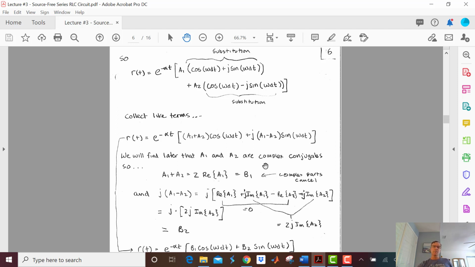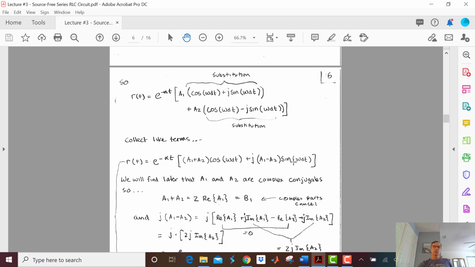So since they're complex conjugates, let's look here. A1 plus A2, well, that's going to be 2 times the real part of A1, because since these are conjugates, the imaginary parts cancel. Now, don't take my word for that. Stop the lecture, get out your pencil, and make sure you're cool with that, because that's a really good little mathematical tool to have in your toolbox. And since it looks like a constant, I'm just going to call it this B1.